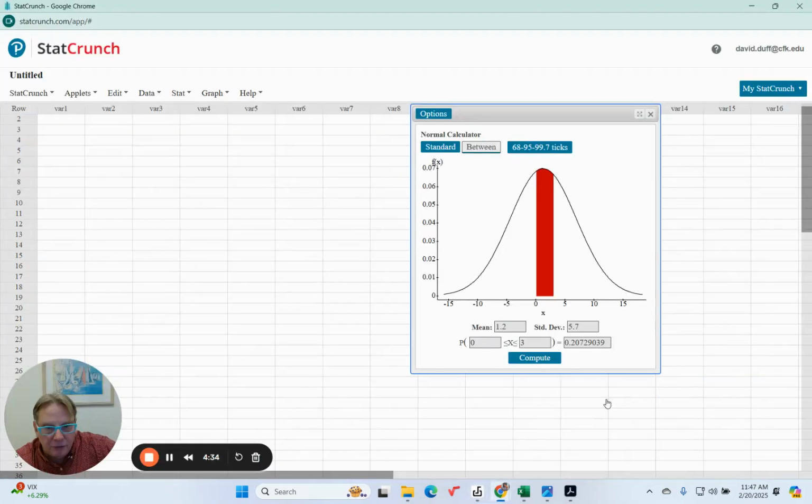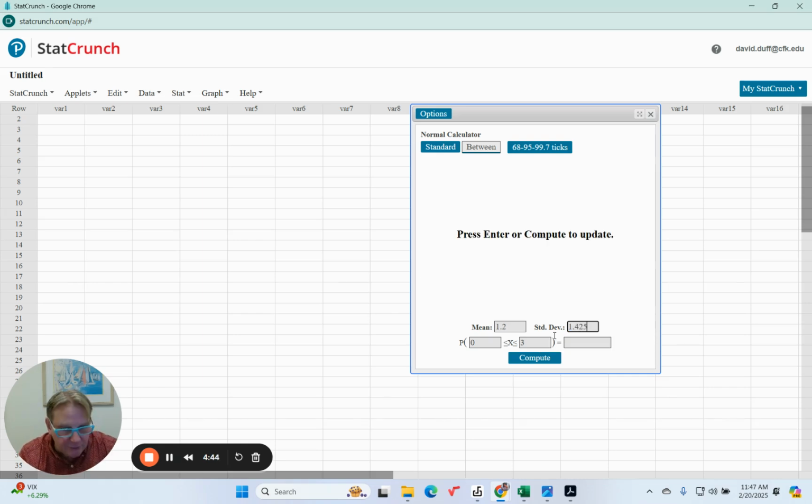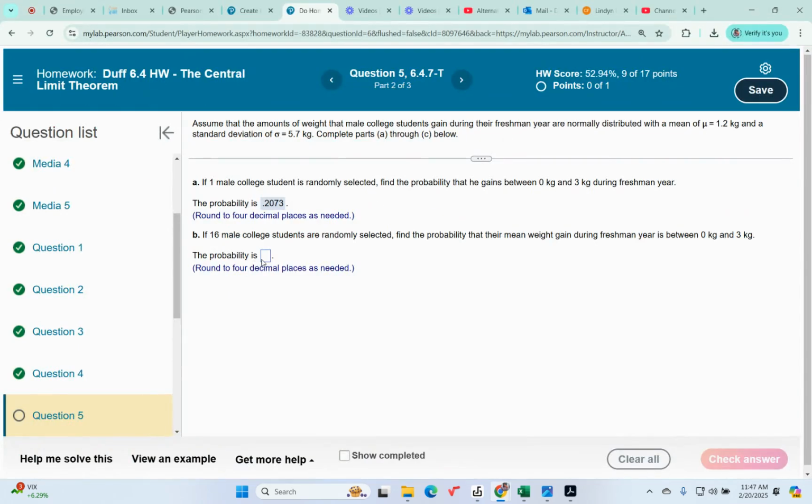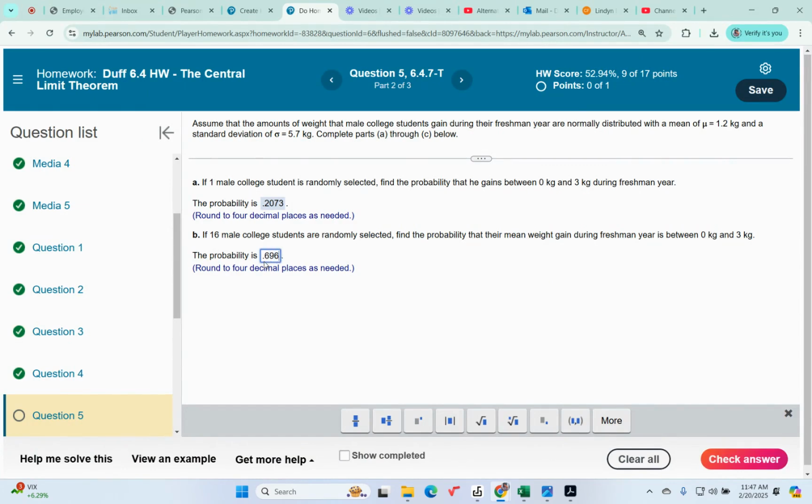So I'm going to pull StatCrunch back up, and we still have a mean of 1.2, but now I have to adjust the standard deviation because I'm looking for the standard deviation of the mean of a group of 16. And now we get the probability that the mean weight gain is between 0 and 3 kilograms is 0.6969. So let's go ahead and enter that in here, 0.6969.